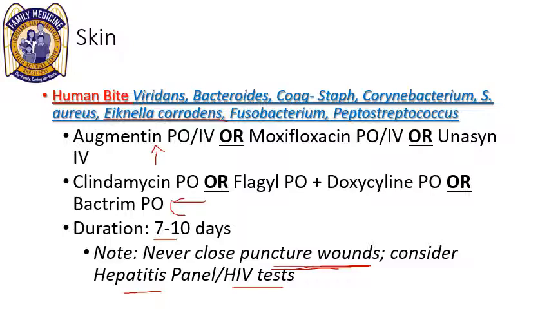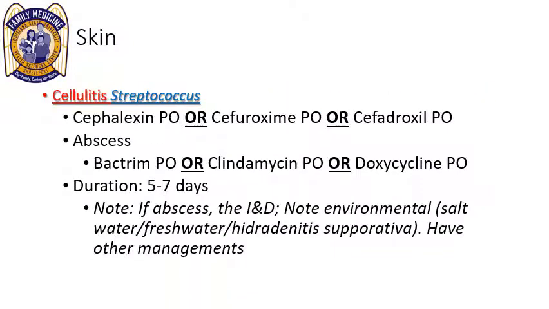Cellulitis is mainly going to be Streptococcus, although it does have a staph origin. You're going to use Keflex, cefuroxime, or ceftriaxone. If it does have an abscess, then you're going to use Bactrim, Clinda, or Doxy. I would prefer Doxy over Bactrim. Again, we're starting to shift. And if the abscess is present and you have induration, then you need to do an incision and drainage.